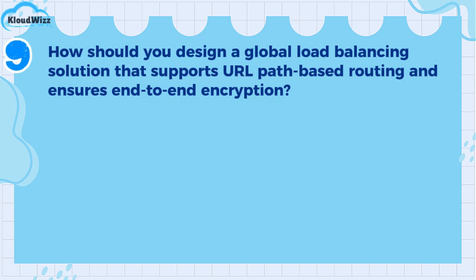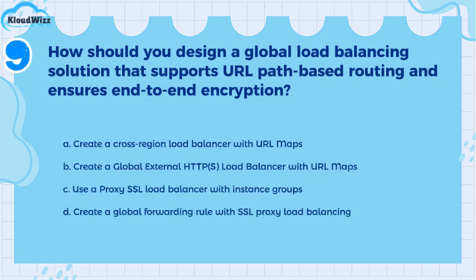The choices are A. Create a cross-region load balancer with URL maps. B. Create a global external HTTPS load balancer with URL maps. C. Use a proxy SSL load balancer with instance groups. D. Create a global forwarding rule with SSL proxy load balancing.